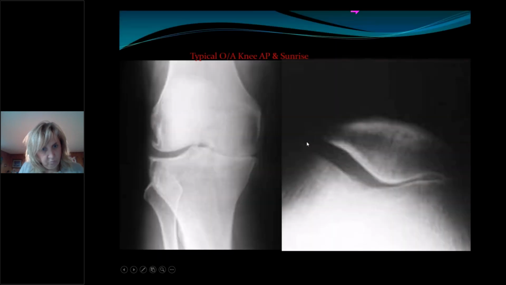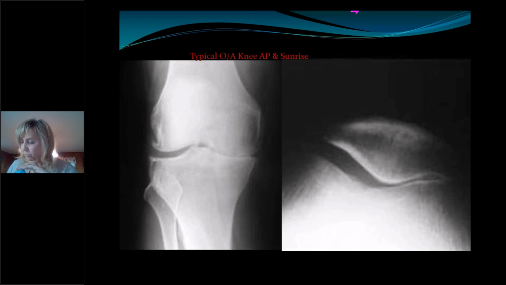The AP view historically is going to be the real helpful picture. When you look at that, one of the things you want to make sure you have your folks do when you order a knee x-ray is get a weight-bearing AP view. That's the picture on the left.